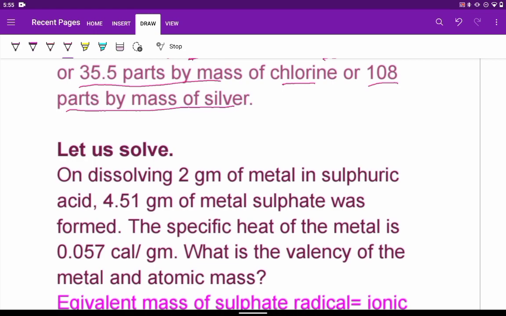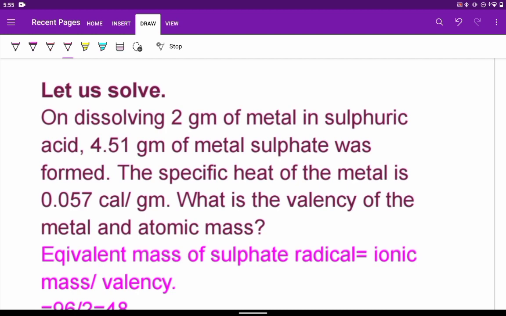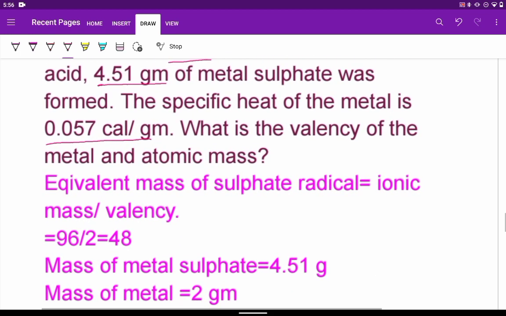Now based on this I have solved one numerical. The question states that on dissolving 2 grams of a metal in sulfuric acid, the metal reacts with sulfuric acid and we get a metal sulfate. 4.51 grams of metal sulfate was formed. They have given the specific heat of the metal, 0.057. You have to calculate the valency of the metal and its atomic mass. I will also give you the required equations which are used to solve the numerical.